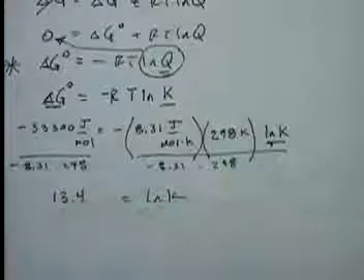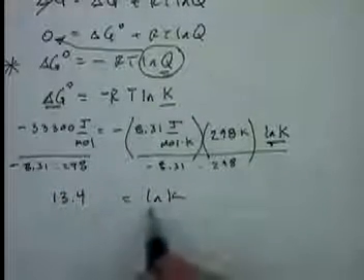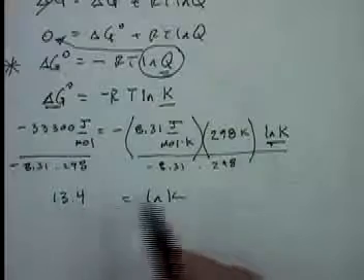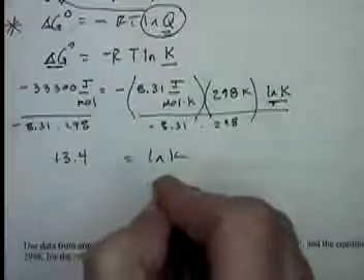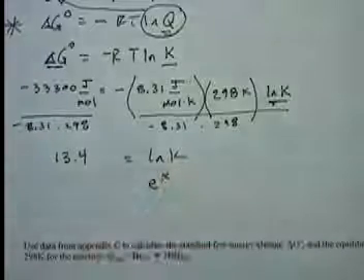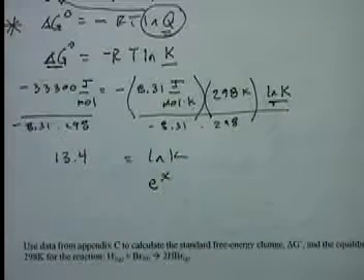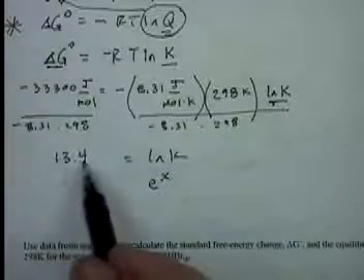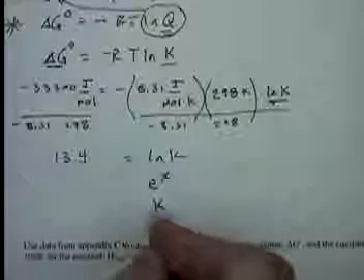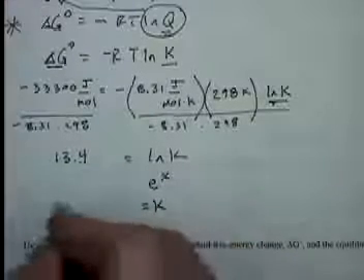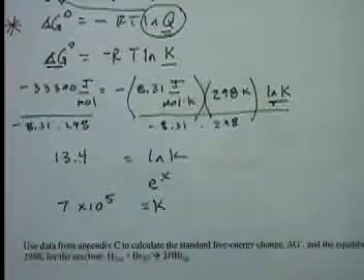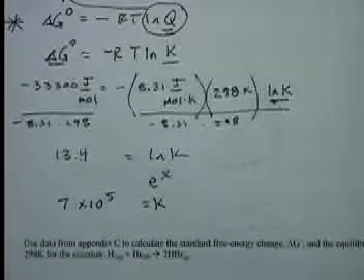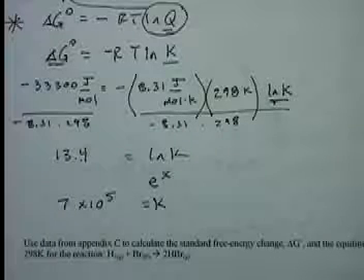Now, if you want to solve for K, you don't divide both sides by ln. It doesn't work that way. We have to use a special key on your calculator, the e to the x key. So when you put e to the x and then type in 13.4, you find out that K is approximately 7 times 10 to the 5th. Does that make sense?